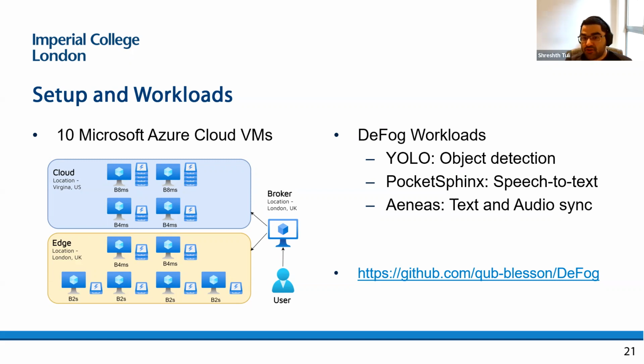And for workloads, we use again this DeFog benchmarking suite. We consider 3 workloads as containers. The You Only Look Once, YOLO, deep learning based object detection. PocketSphinx is a natural language processing based speech to text application. And Aeneas is a text to audio synchronization tool. So all of these are edge AI applications that we started with to motivate fog applications.